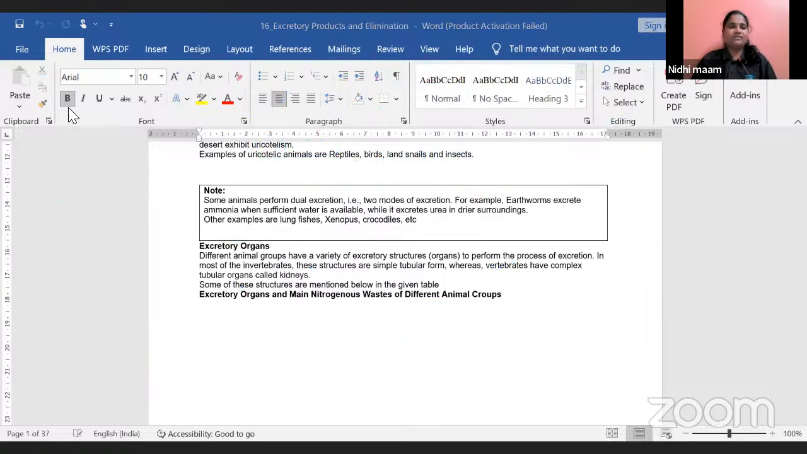So here you can see one main point. Some animals will perform dual secretion. In certain animals, we can see dual secretion, that is, two types of secretion, okay? So that dual secretion, for example, in the earthworm we will see the dual secretion.